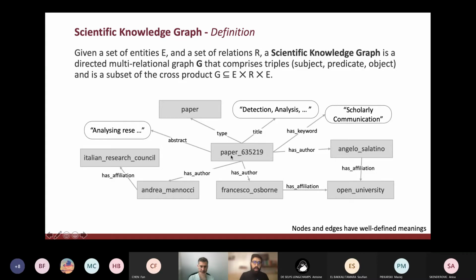So, for example, here there is again a paper at the center of everything, and then there is title. So the relationship has a meaning. This relationship means that this paper here, 635219, has got title, detection, analysis, and so on. Then has got as author myself, that I work at the Open University. There is also my colleague Francesco that works as well at the Open University, and then there is another colleague of mine, Andrea, that works for the Italian Research Council. So you can see how the network actually has got the potential to structure all this kind of data, in an interlinked manner, also in a semantic way, semantically rich way.